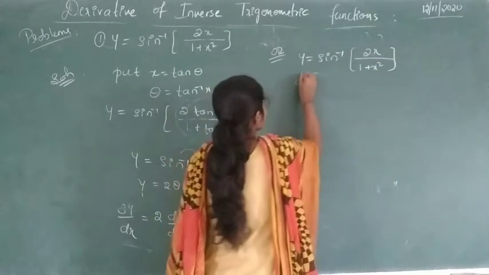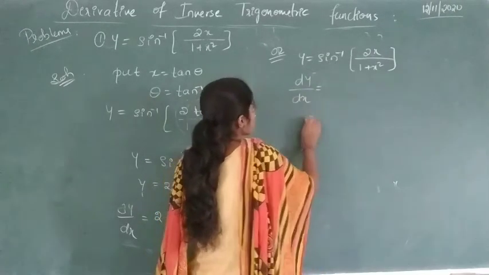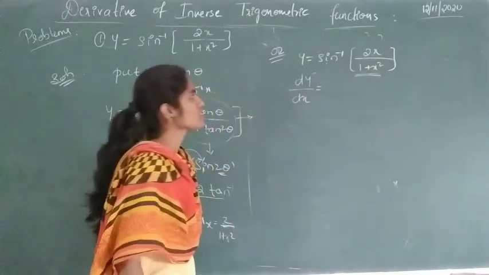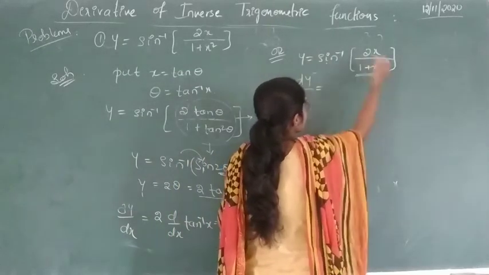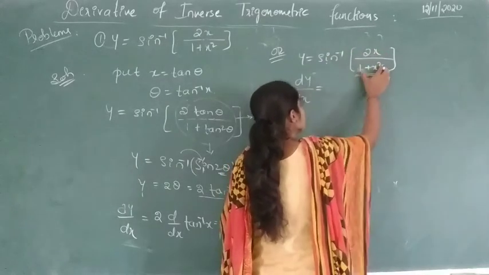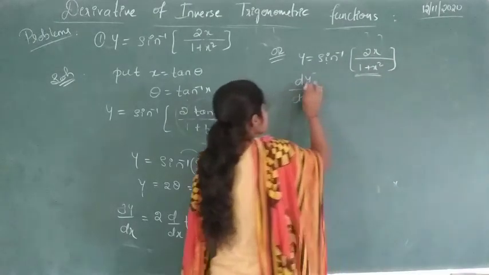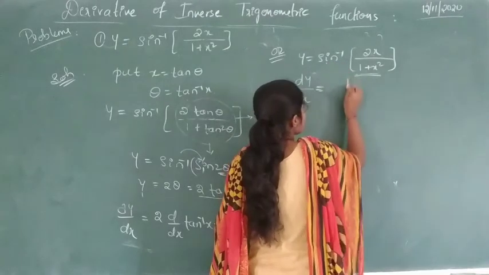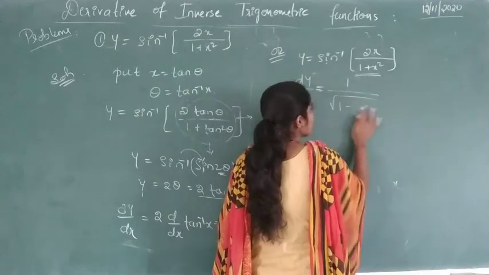So now here directly we differentiate dy by dx. See, what do we do? Sin inverse of x. We have 2x divided by 1 plus x square. So derivative of sin inverse of x. That is a composition of two functions. Here which functions are there? Sin inverse function, 2x function, 1 plus x square, and this function. So dy by dx, derivative of sin inverse of x is 1 divided by square root of 1 minus x square. In place of x, what do I have?